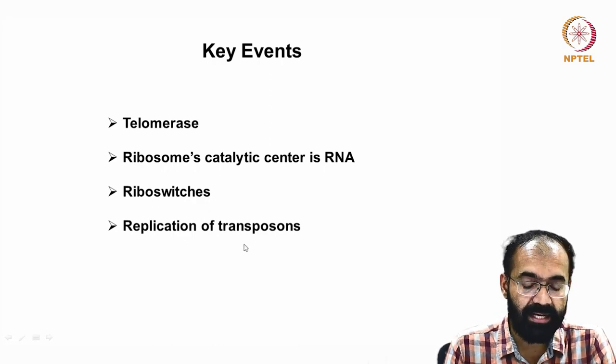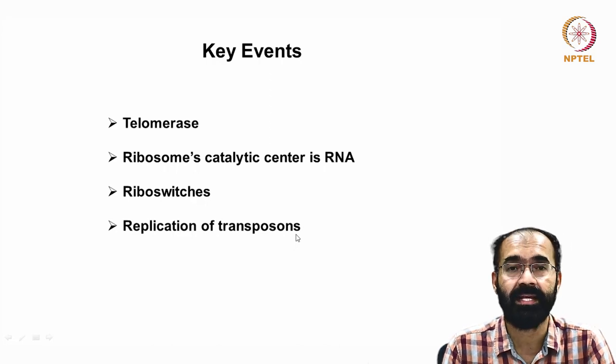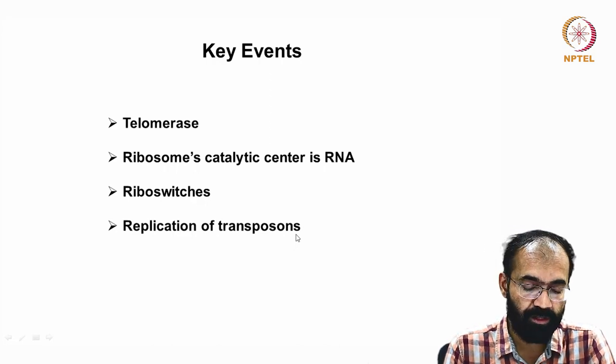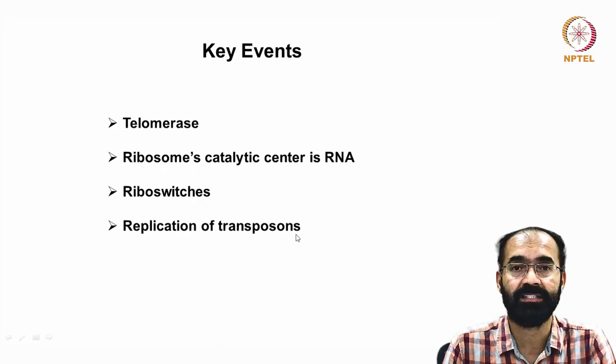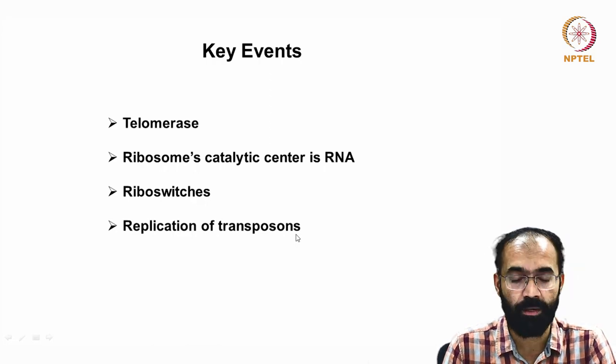And then replication of transposon. Transposons are also called jumping genes. They can move from one place to another. We call them the jumping genes. And the replication of transposons also was a key event, which also fetched a Nobel Prize.